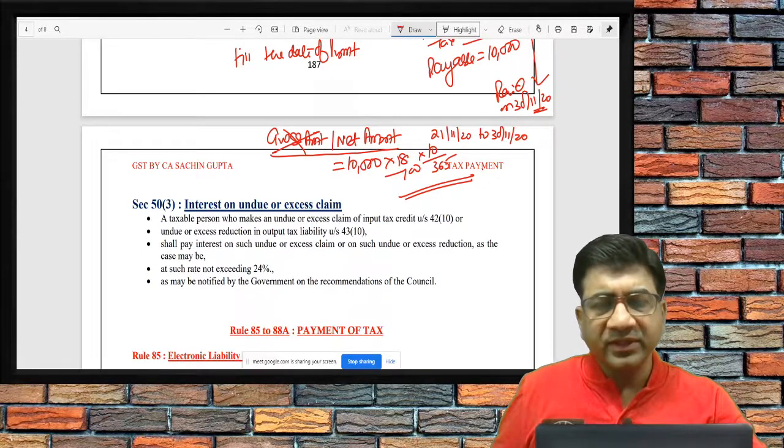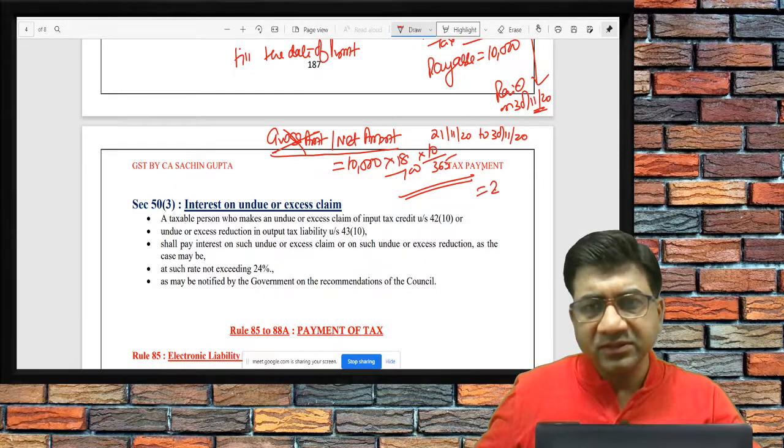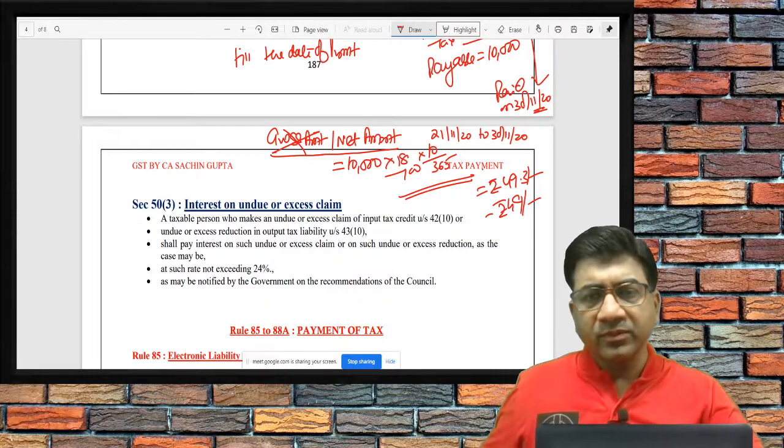Please calculate for me the exact amount. 49 rupees. 49.31, so rounded off, rupees 49. Great. So we have to pay.